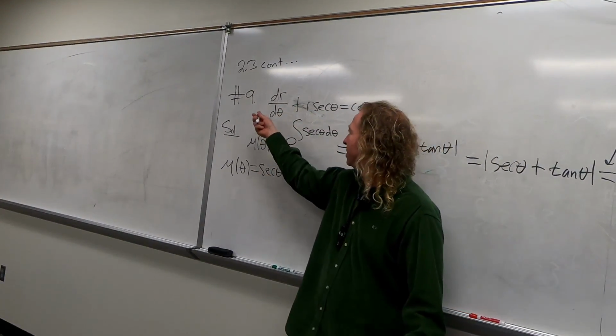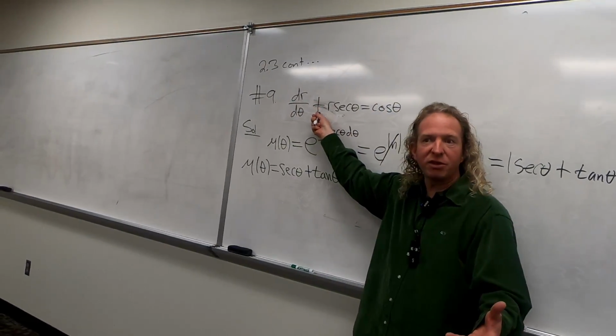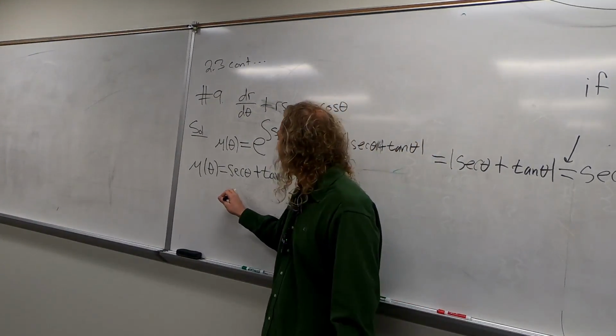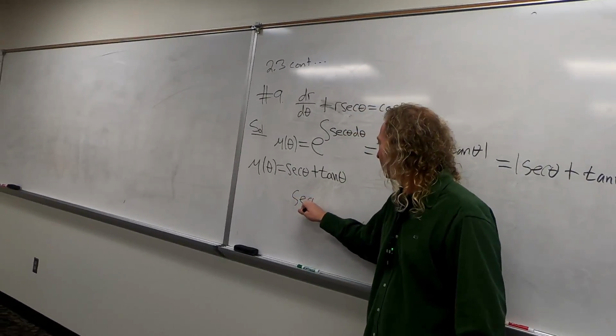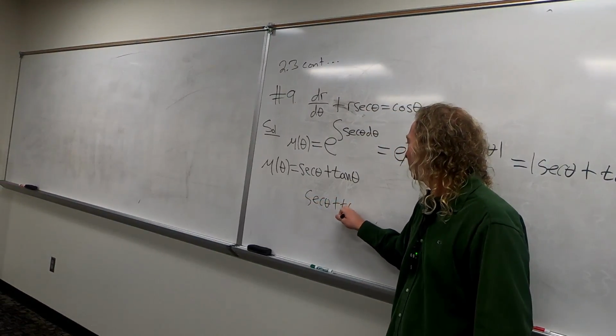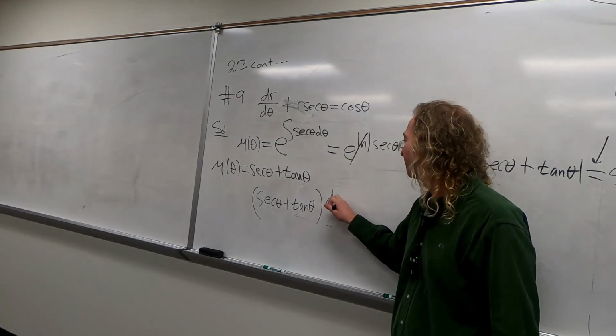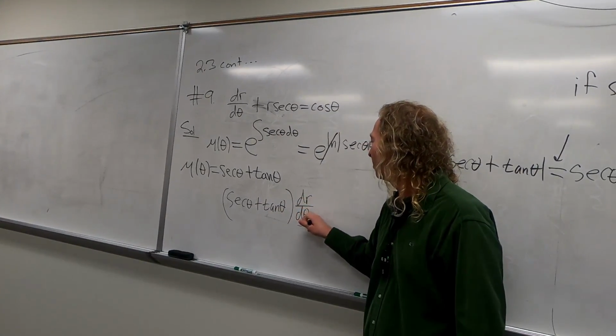So we're just going to put a secant plus tangent here, a secant plus tangent here, and a secant plus tangent here. Okay, so I'll write it. So it'll be secant theta plus tangent theta times dr d theta. Haven't done this problem in a while.